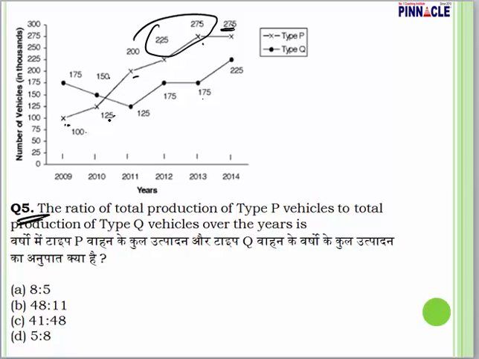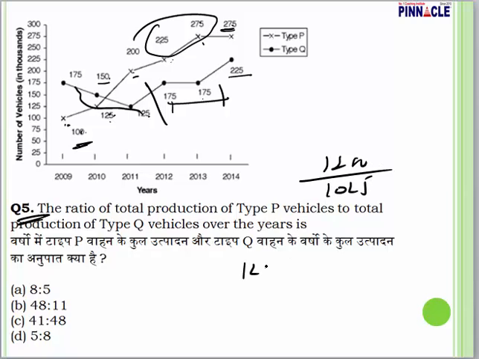Sorry, this is 125. 1100 and 1200. So total adding would be equal to 1200 of P, and Q would be equal to 175 plus 125. You can take these two first. 200 plus 100, 300, 150, 450, 450 plus 350. That would be equal to 800. 225 plus would be equal to 1025.